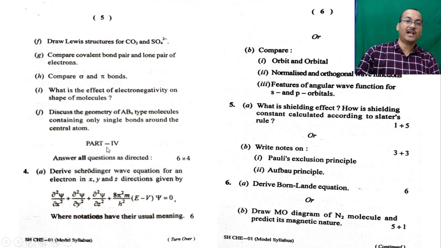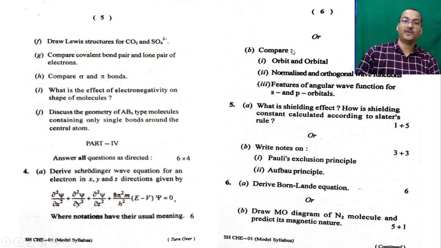Then we will move to part 4. Here each question carries 6 marks. So derive Schrödinger wave equation for an electron in x, y, z direction. Okay, so the Schrödinger wave equation is given here, where the notations have their usual meaning. So you have to derive here the Schrödinger wave equation.